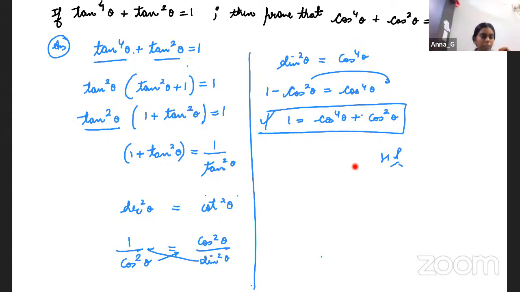Sir, I'm kind of confused about when, in the brackets, you put tan square theta plus 1 and then you swapped it to 1 plus tan square theta. In the previous question also you did that, but I'm confused how you do it. See, 2 plus 3 is 5, 3 plus 2 is also 5. So you can swap because both are in plus terms. But if it's a minus term, then no.